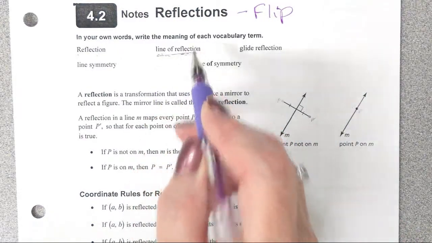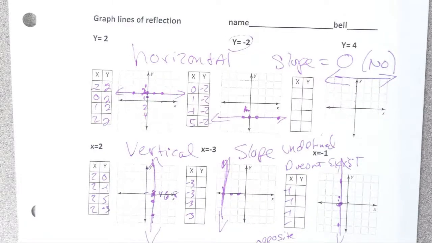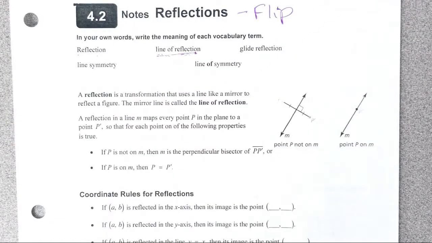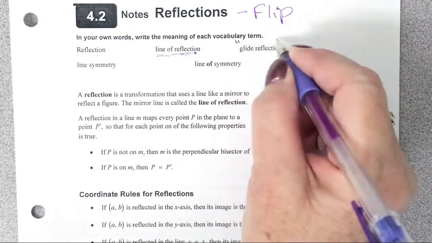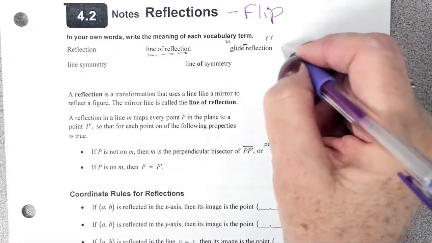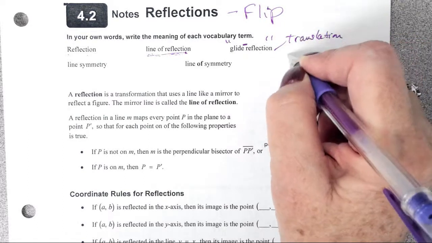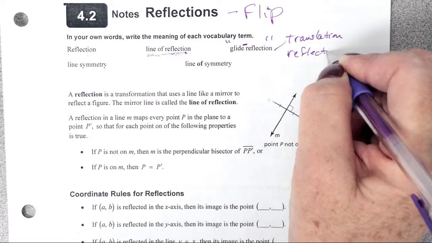Line of reflection, well, that is what you just did a bunch of when we did that practice. You drew a line of reflection, a line that we're going to reflect something over. Glide reflection. A glide reflection is actually two things. It is a translation combined with a reflection.